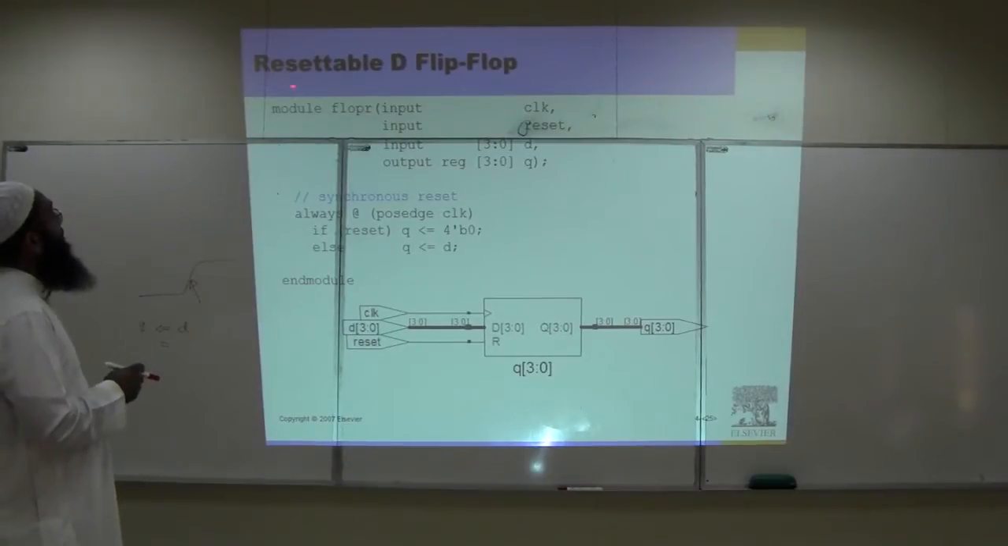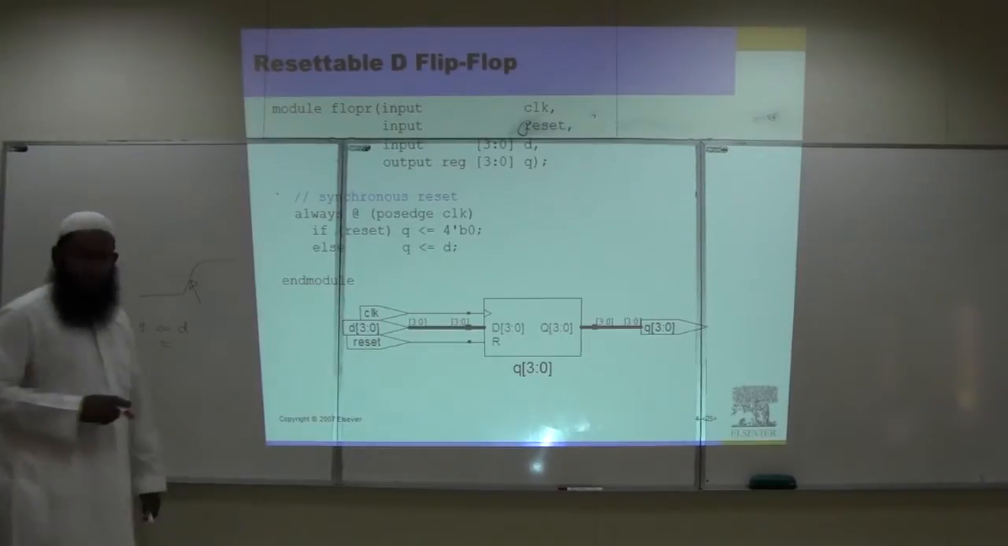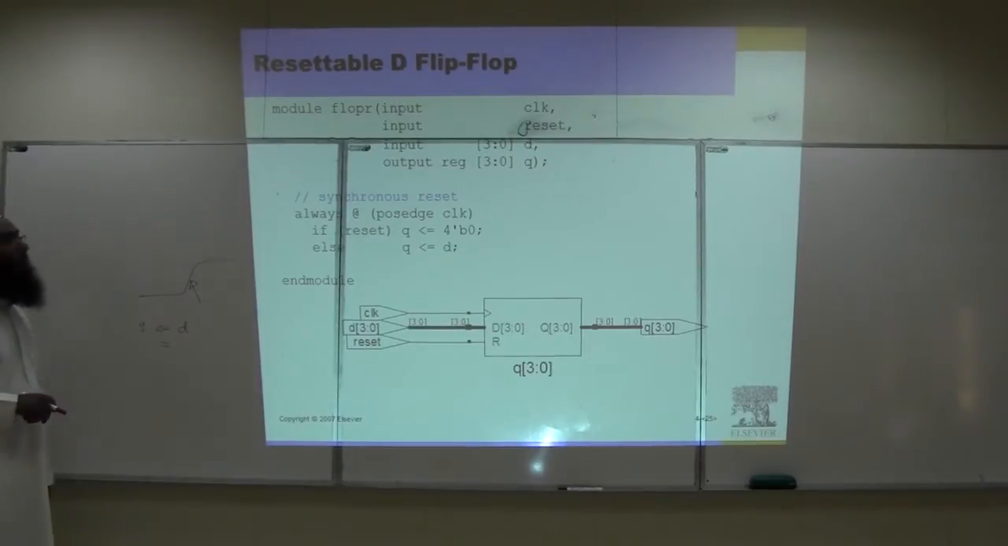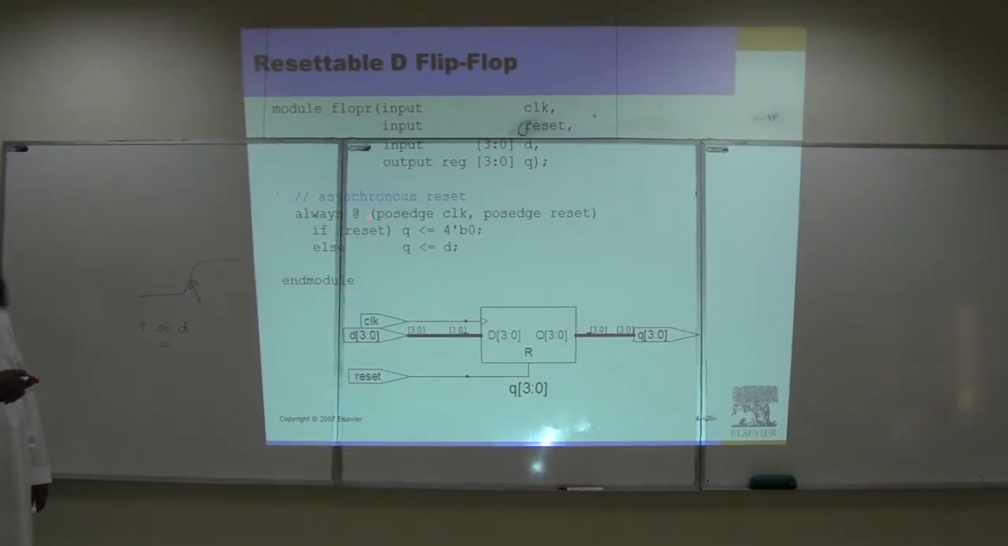So here it says resettable D flip-flop. How to make it? In fact, remember in chapter 3 we talked about two kinds of reset. One is synchronous, another one is asynchronous. If you have studied for the exam, you will find that the D flip-flop, resettable D flip-flop, has two kinds. One is synchronous, another one is asynchronous.